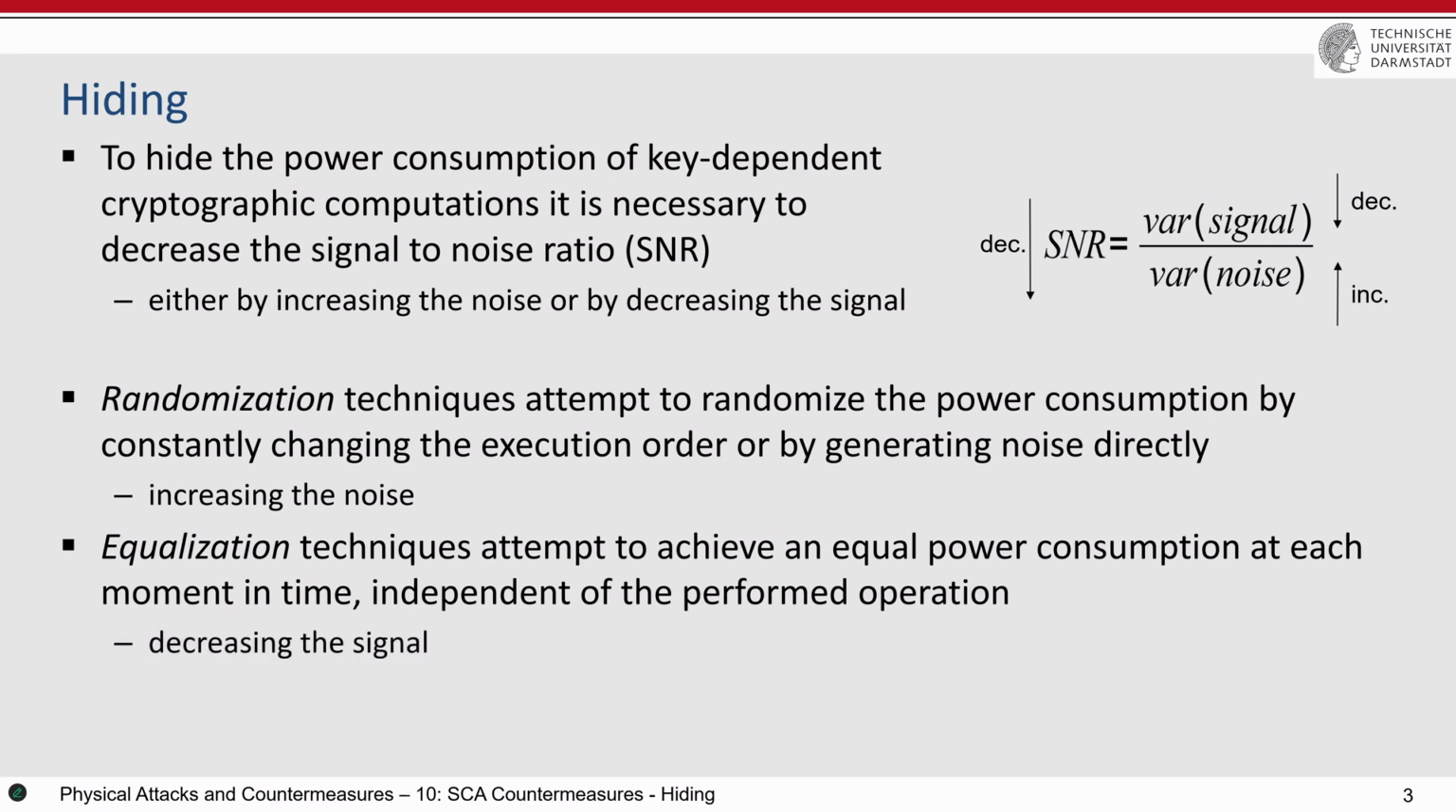These equalization techniques try to decrease the signal, which means decreasing the numerator of this fraction. And then at the end, you will have a smaller SNR. Of course, you can combine them. You can have a randomization technique to increase the variance of the noise, and at the same time, equalization techniques to decrease the variance of the signal to highly decrease the SNR. They don't have any overlap with each other. You can use any of them or both of them.